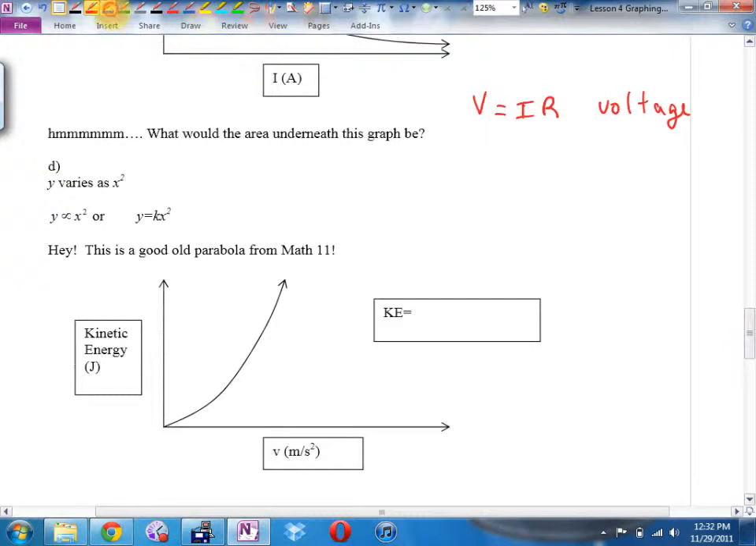Kinetic energy equals a half m v squared. Justin, this particular parabola has a vertex at 0, 0. Why? Because if you're not moving, how much kinetic energy do you have, Justin? Zero. This has to go through 0, 0. Justin, you may remember from Math 11, y equals a bracket x minus p all squared plus q, you remember that bad boy? So in this case, a is half m.